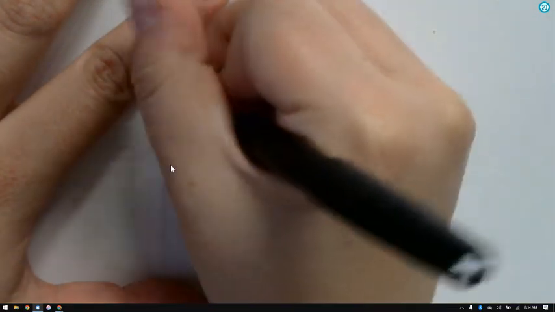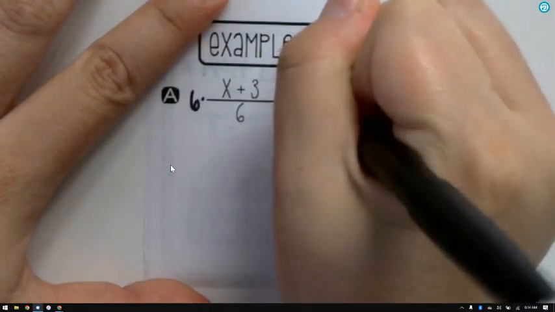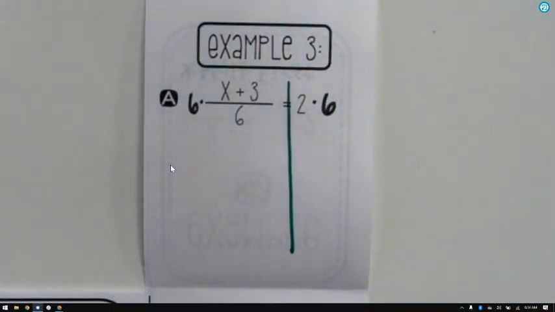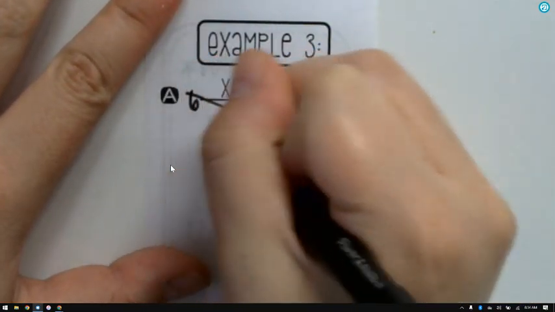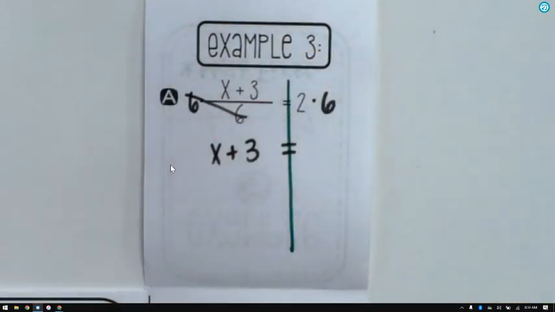Times 6, and times 6. Okay, these 6's cancel out. So I've got x plus 3 on the left. Don't try to distribute that 6 to the top. It's canceling out with the 6 on the bottom.